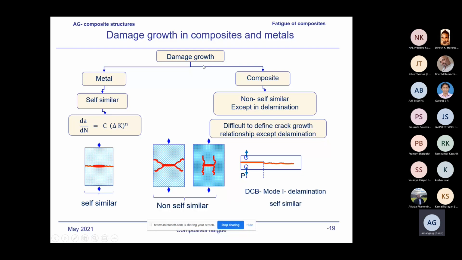So damage growth: in metal it is self-similar, da/dN equals C delta K. In composites it is non-self-similar except in delamination, so it is difficult to define a crack growth relation except for delamination. So damages in composite grow like this. Only the delamination can go like this.